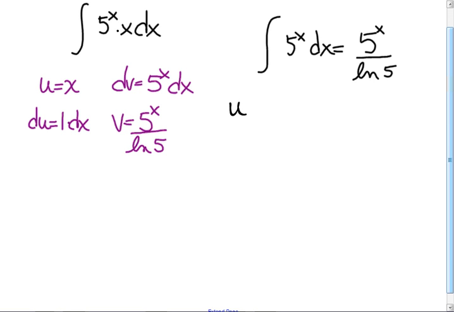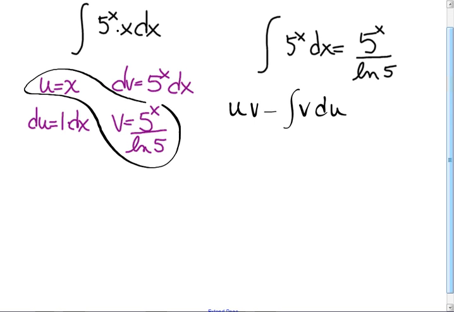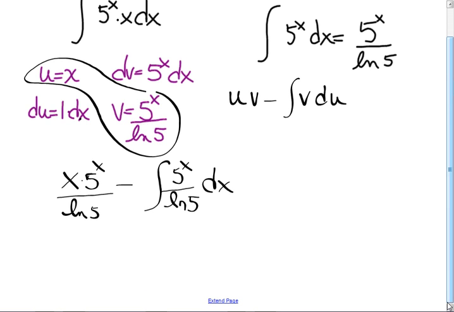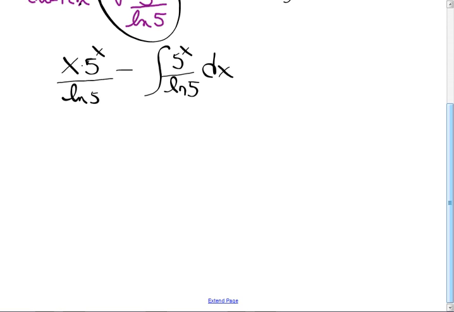Okay, so it's u times v minus the integral of v du. So it's going to be x times 5 to the x over the natural log of 5, minus the integral of 5 to the x over the natural log of 5 times du, which just ends up being dx. Had that been x squared, guess what? We'd have to do it twice. If you go the wrong way, you'll find this keeps getting worse and worse. But remember my hints: you always let u be something that will change form or go away, not stay similar.